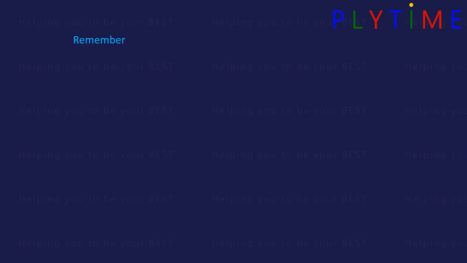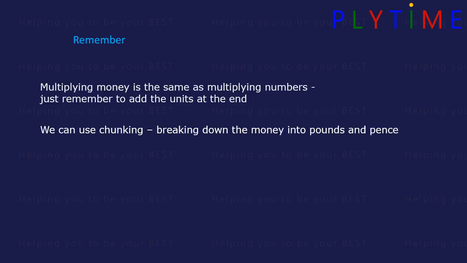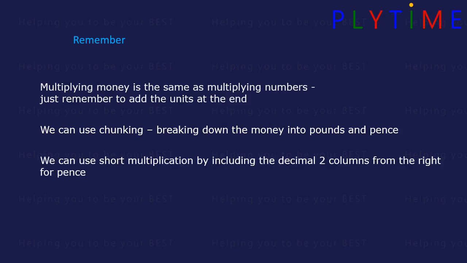Remember, multiplying money is the same as multiplying numbers. Just remember to add the units at the end. We can use chunking, breaking the money into pounds and pence. We can use short multiplication by including the decimal 2 columns from the right for pence and the pound sign.